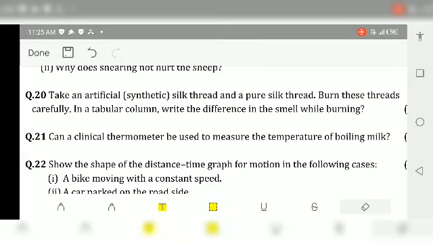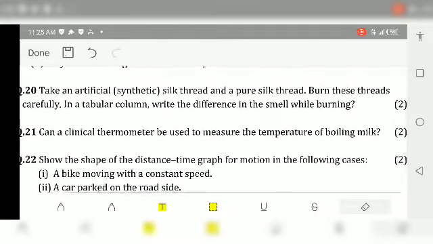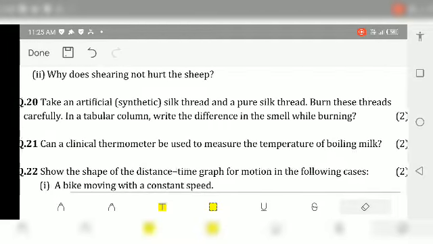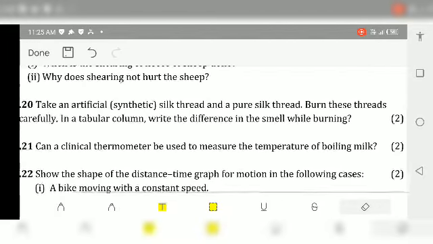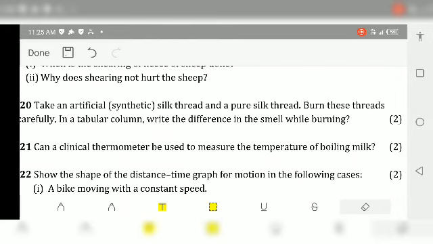Next question: take an artificial synthetic silk thread and a pure silk thread, burn the threads carefully, and in a tabular column write the difference in the smell while burning. Artificial silk smells like burning paper; natural silk smells like burning hair.